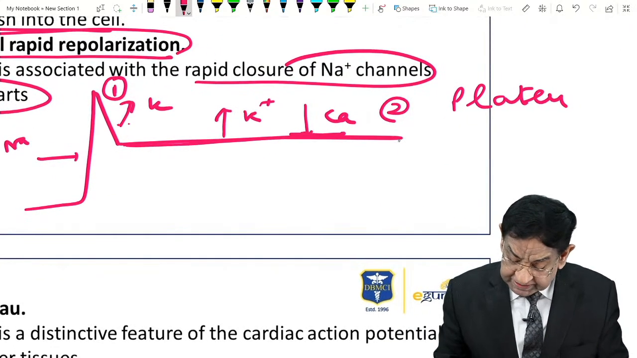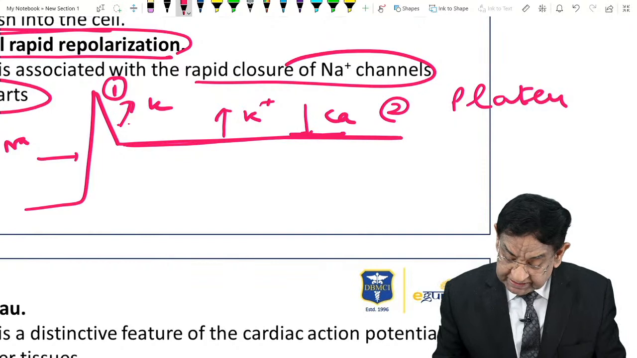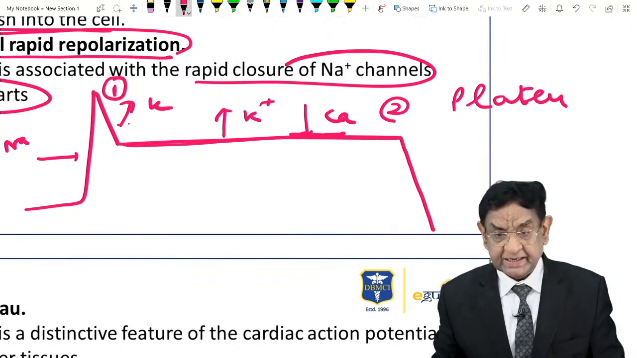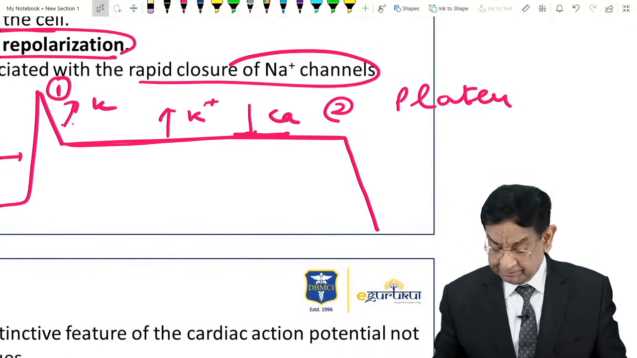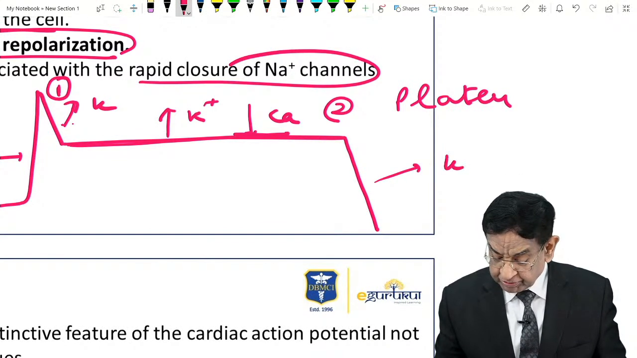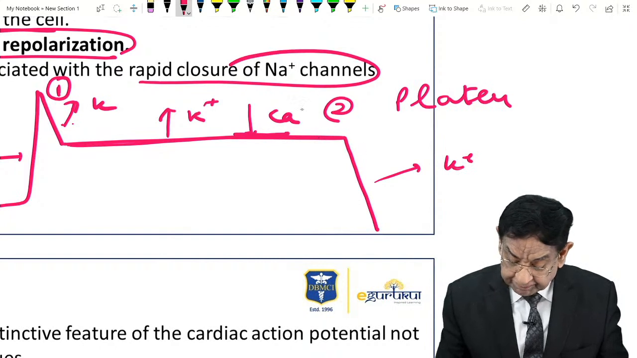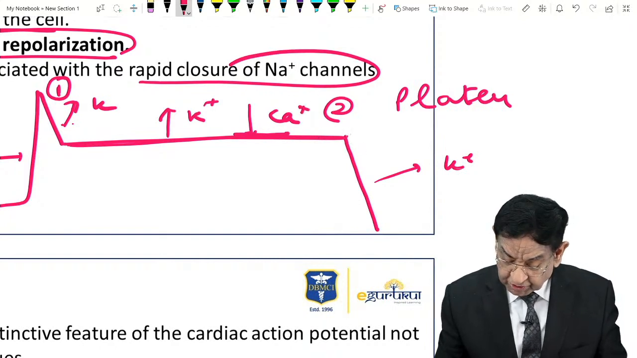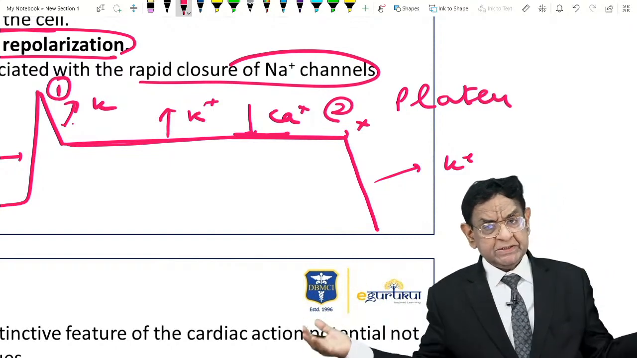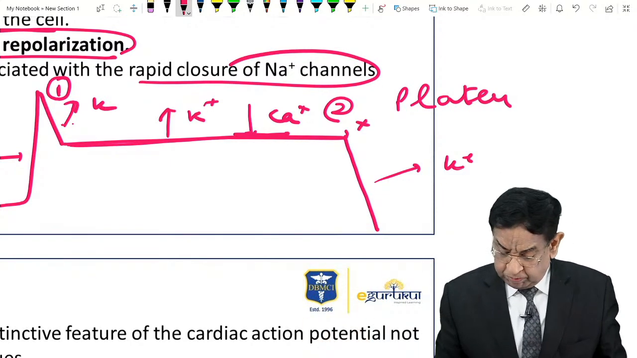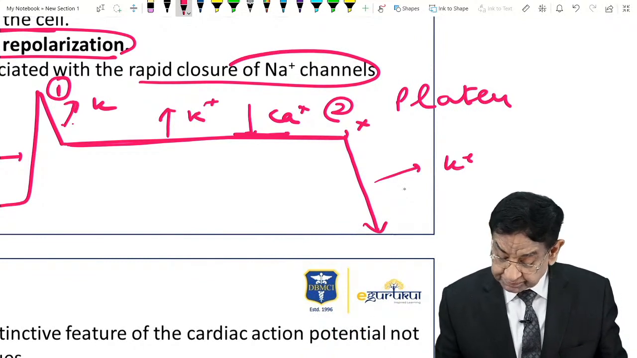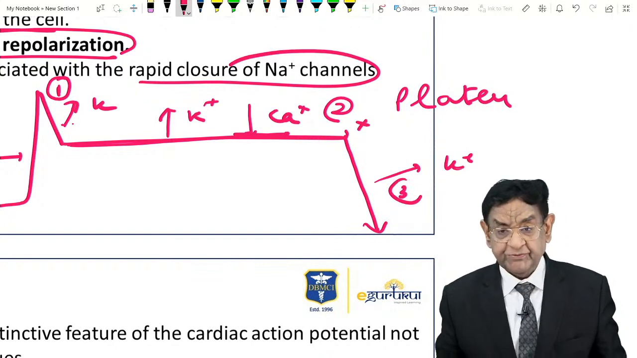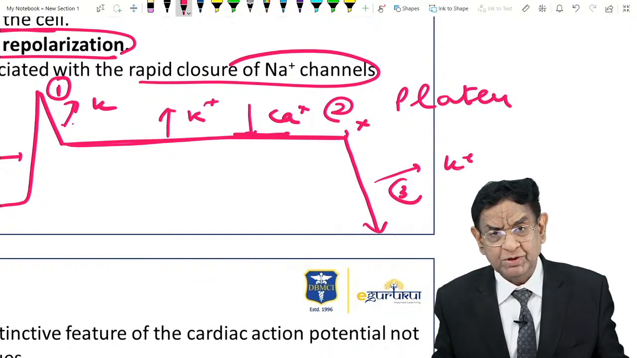Now after this, once they reach the plateau phase, then again it comes down like this. Again a rapid repolarization because potassium keeps going out. Now calcium stops here. That's all. No more entry of calcium. Potassium still keeps going out. So we get the so-called phase 3. In phase 3 we get only potassium going out.